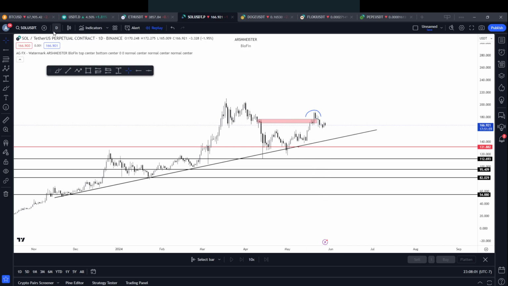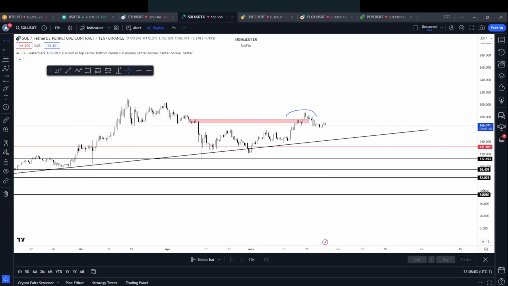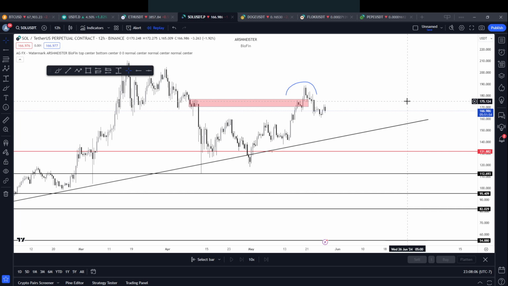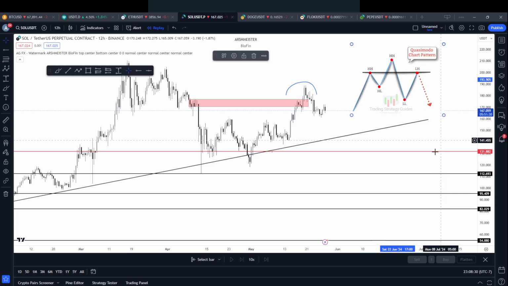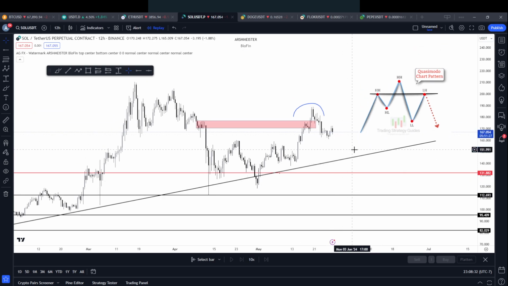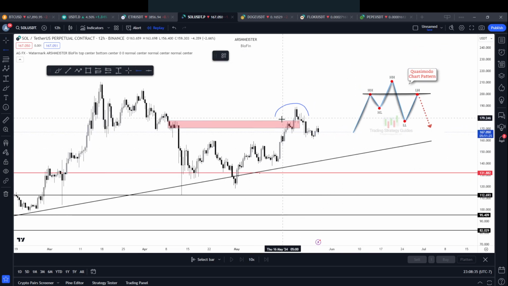Okay, so for Sol, we have a little bull flag action here as well. Okay, I am looking at a bearish Quasimodo pattern. So with that, let me just grab the chart so you guys can see. One sec. All right, let's place this here. Okay. So here's our neckline.